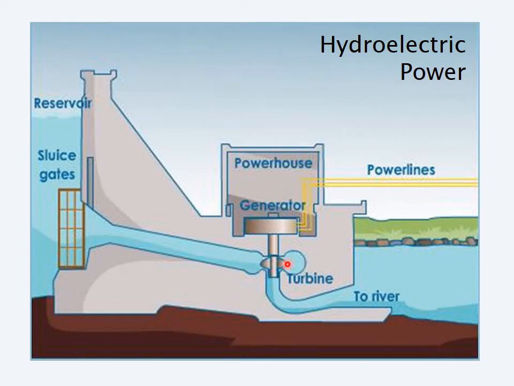When the turbine spins, it's connected to a generator that spins the generator, and when the generator spins, it produces electricity.